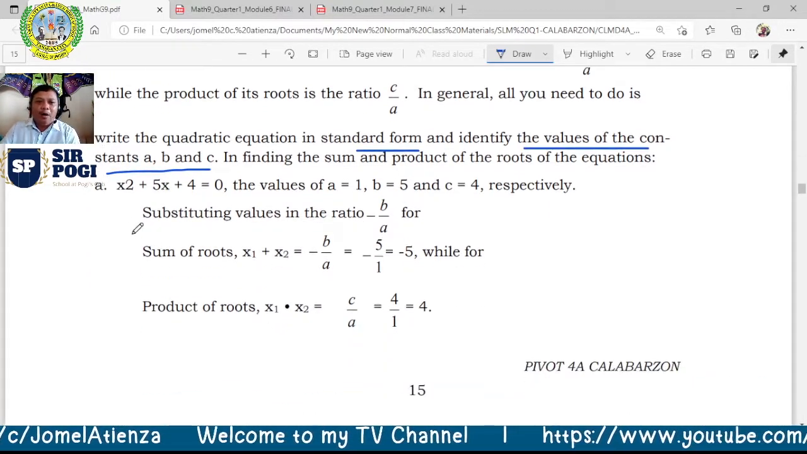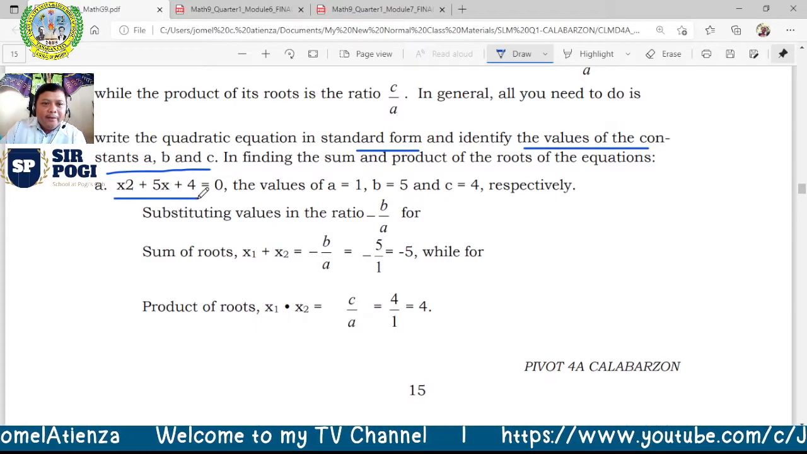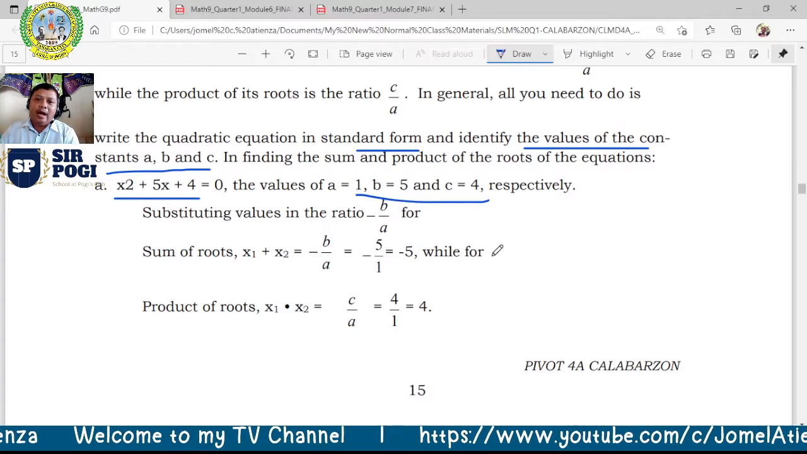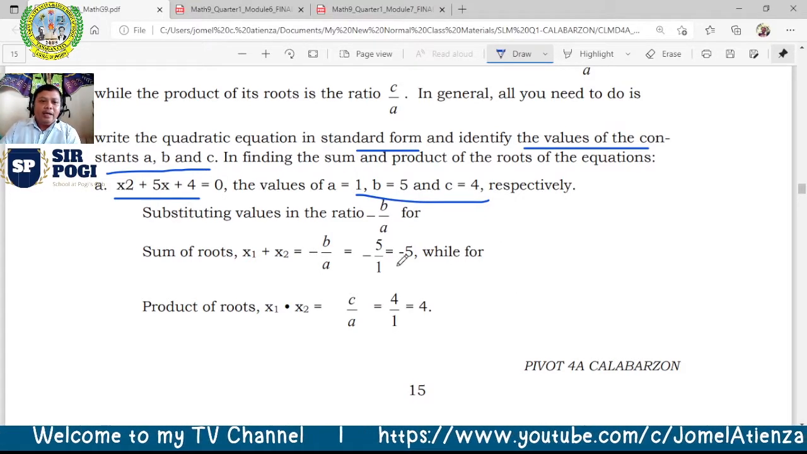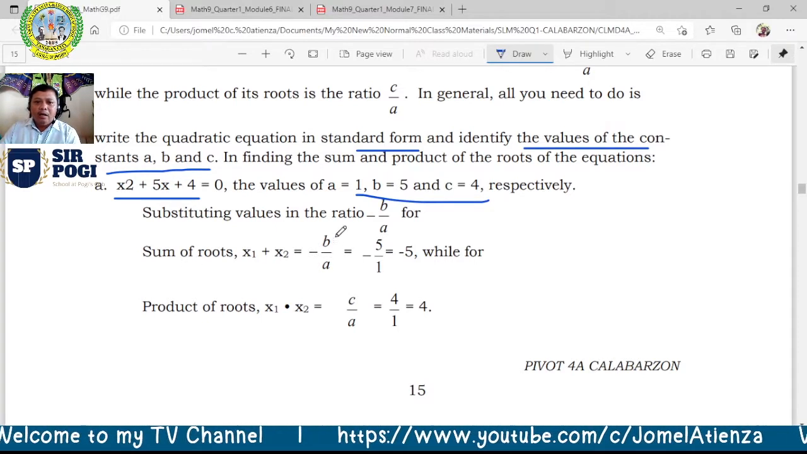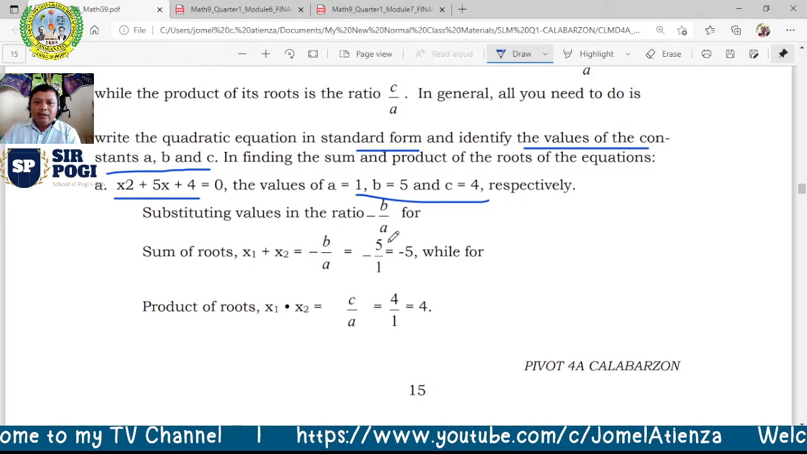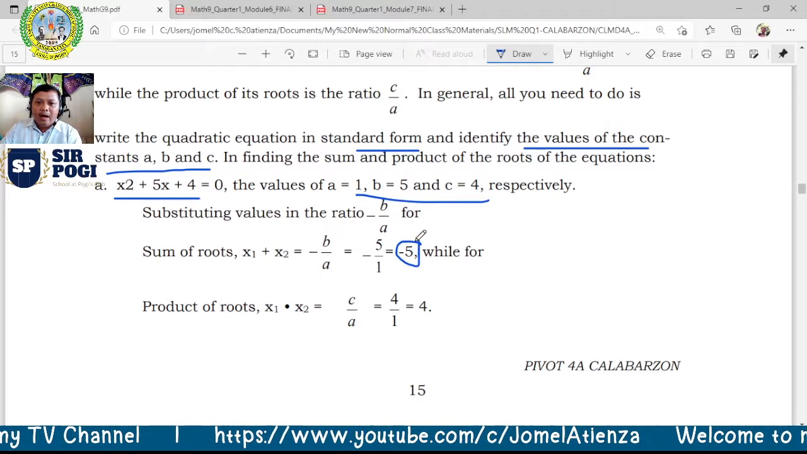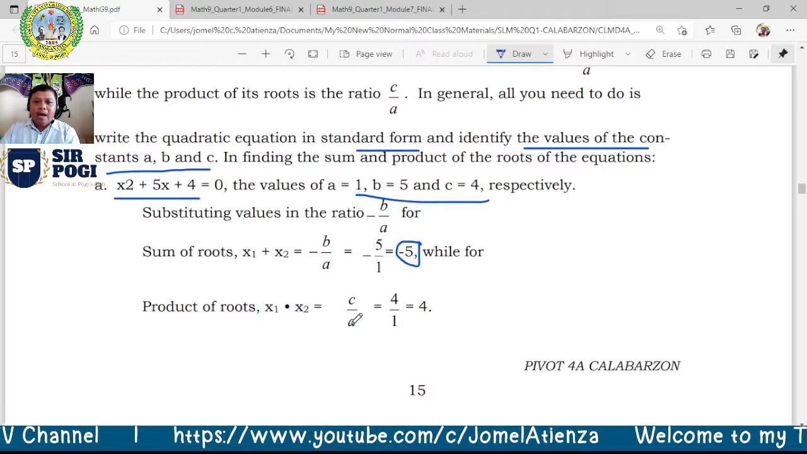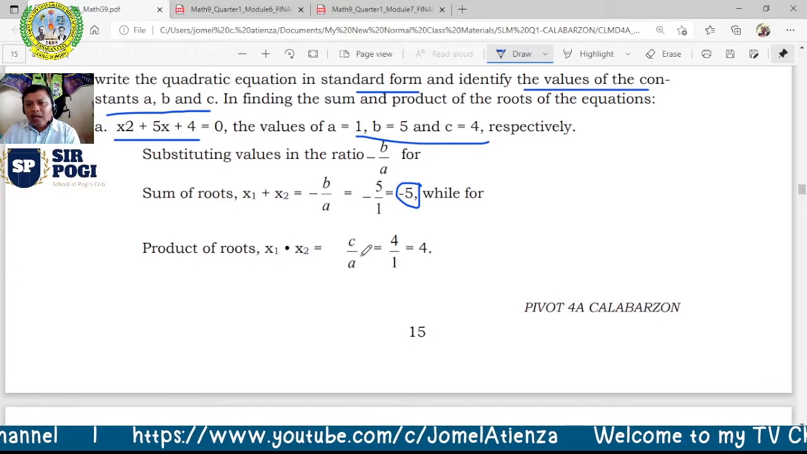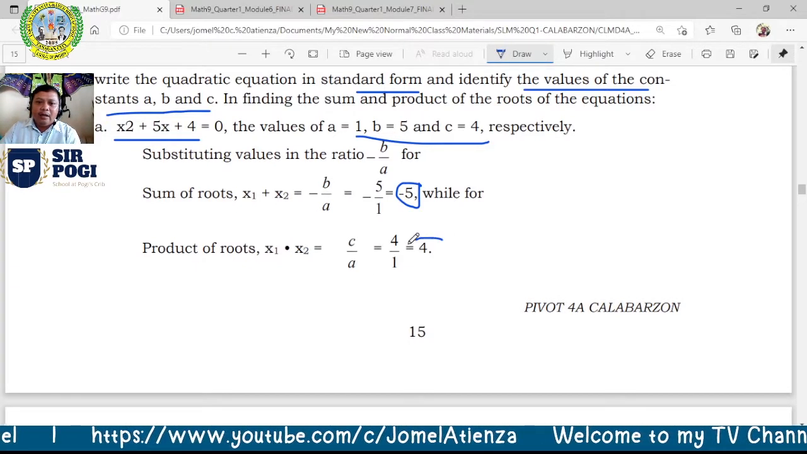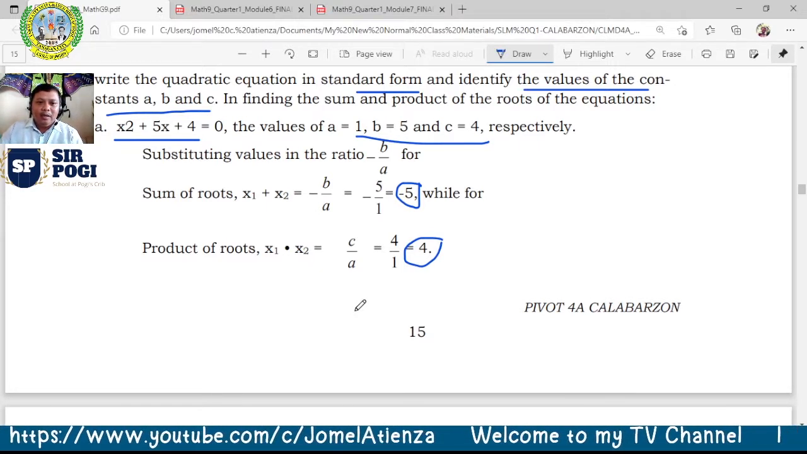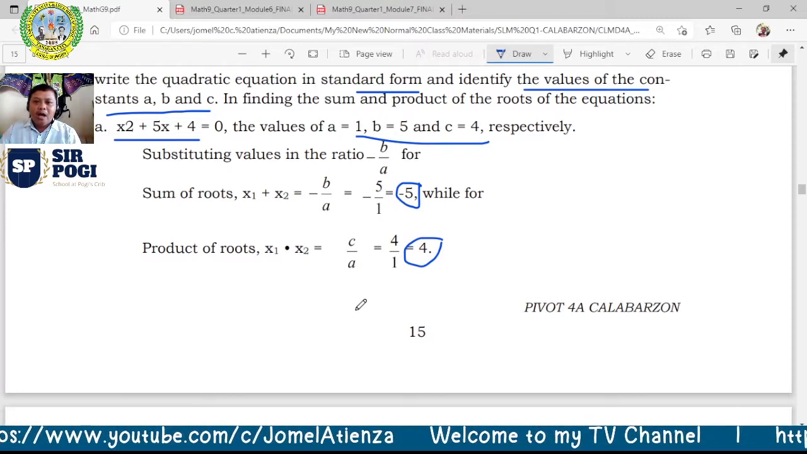Okay? So, for example, x squared plus 5x plus 4. So, ito yung ating value ng a, b, and c. Okay? So, therefore, the sum of the roots is negative b over a. So, ito na yon, 5 over negative 1. So therefore, ang ating sum ay negative 5. While the product is c over a, so 4 over 1 or 4. Diba? Ang dali. So, ganun lang po ang pagkuha ng sum and product of the roots.